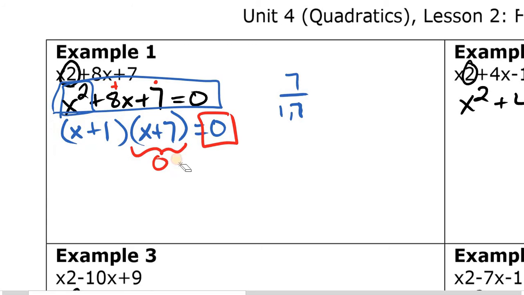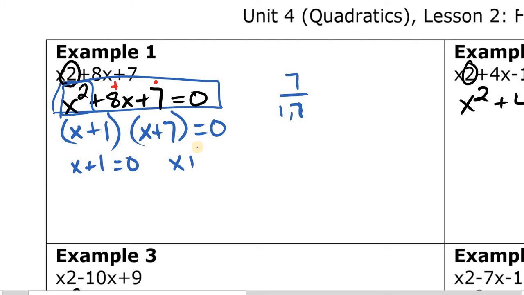So in order to solve, we set each one equal to 0. X plus 1 can be equal to 0, and you don't need those parentheses there. You can write them or not. It's up to you. And x plus 7 is equal to 0. Now we want the x on its own. How do I get rid of that plus 1? If you just thought minus 1, you are correct. X is equal to negative 1. How do I get rid of that plus 7?